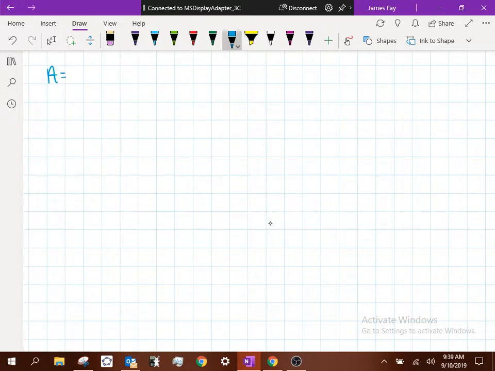The area is equal to 2 pi r squared plus 2 pi r h, right? Do you know what that is? It's the surface area of a cylinder. Wait, what's the difference between a sphere and a cylinder?